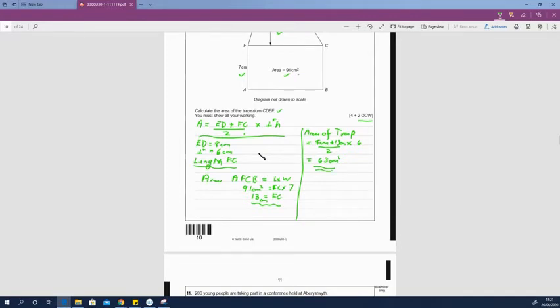When you actually do this in the exam, you might want to write it out in a little bit more detail to make sure that you do get the full 2 OCW marks.